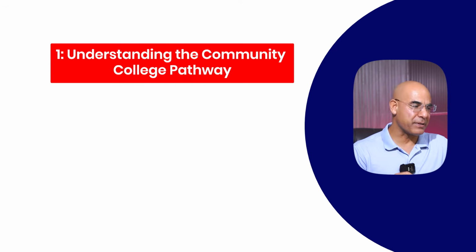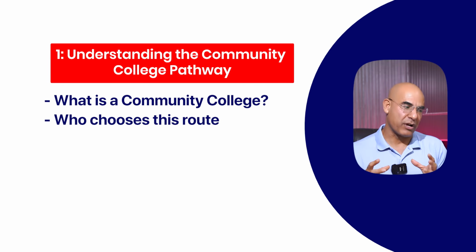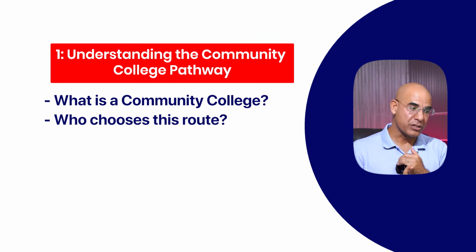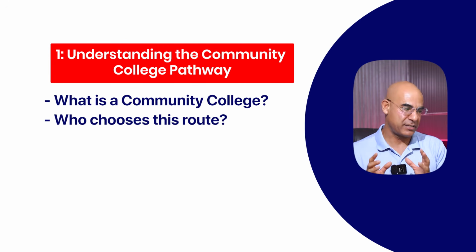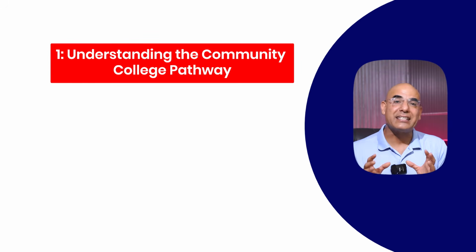So the first step is understanding the community college pathway. So what is a community college? It's usually a two-year institution offering associate degrees and certificates. Who chooses this route? Because it has lower tuition, smaller class sizes, and guaranteed credit transfer via articulation agreements.